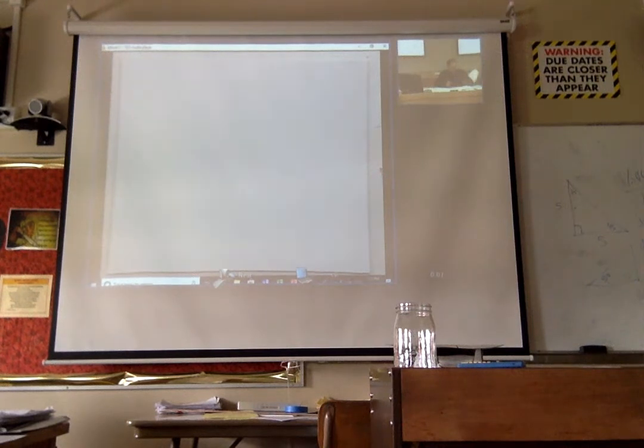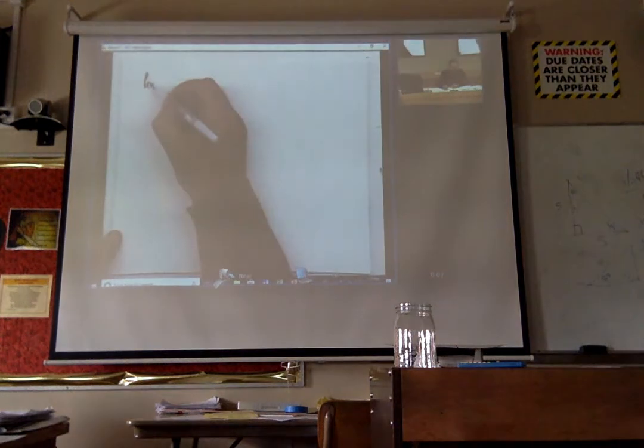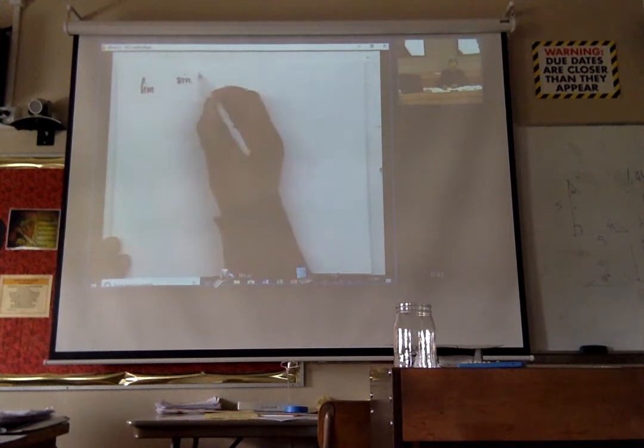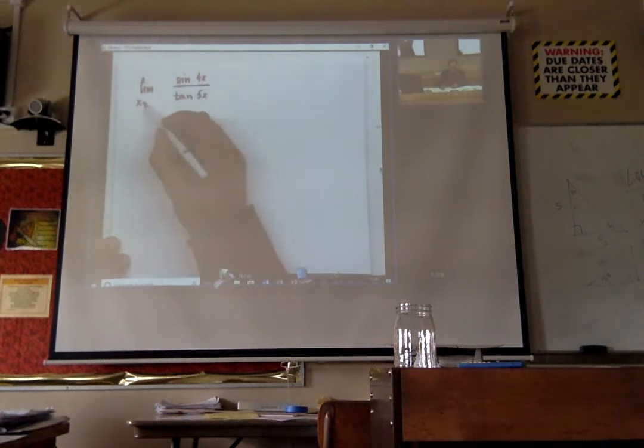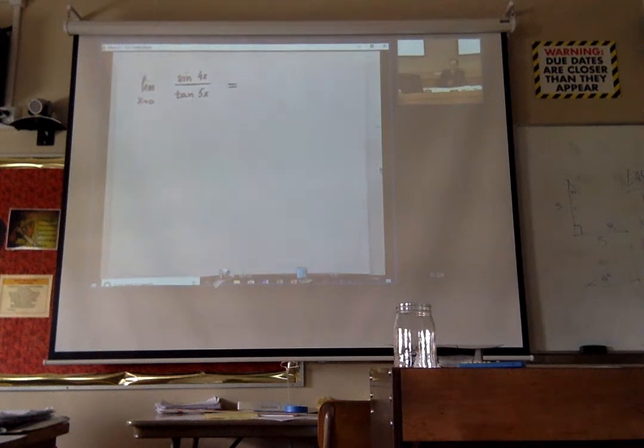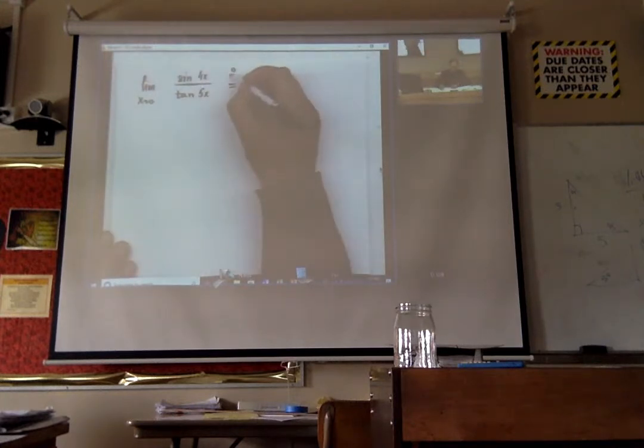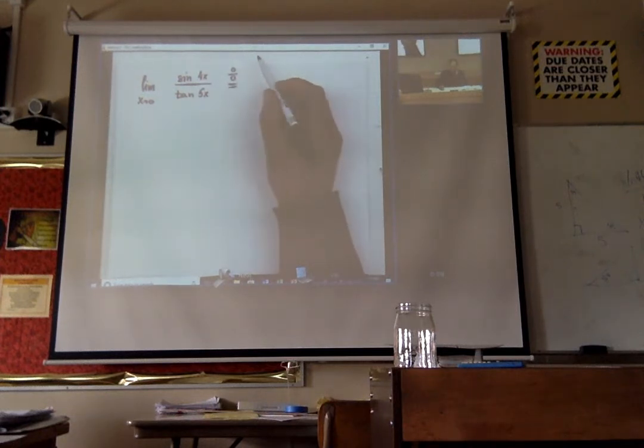So let's take a look at this problem. We'll start with something a little bit easier. So we have the limit of sine of 4x over tangent of 5x when x is approaching 0. So first we're going to substitute. Sine of 0 is 0 and tangent of 0 is 0. So we have 0 over 0. And probably the easiest way to do it is just go with L'Hopital's rule.